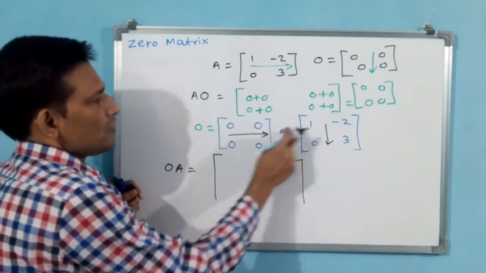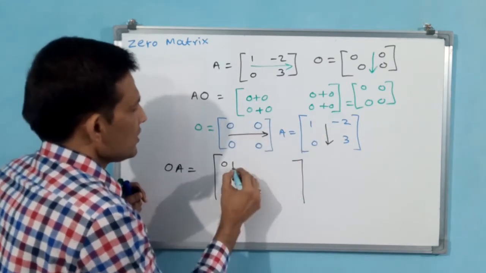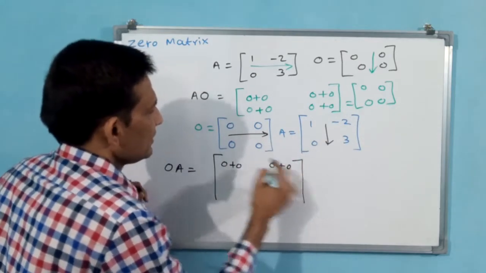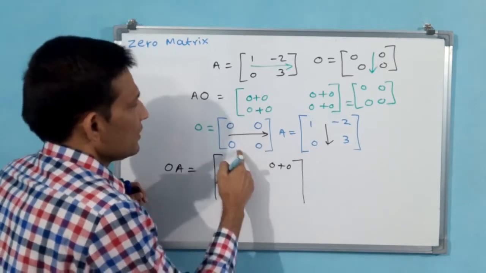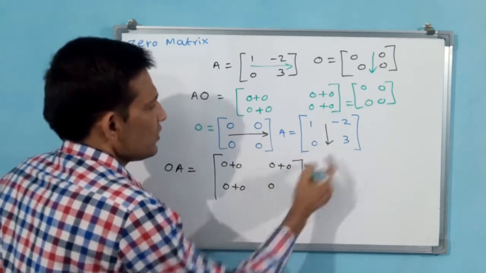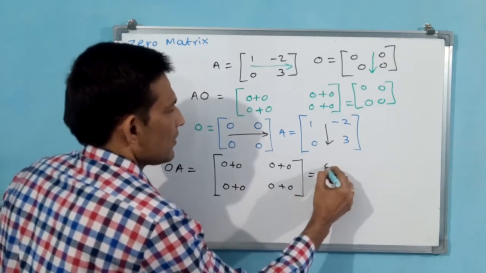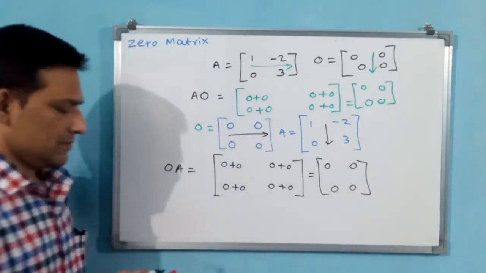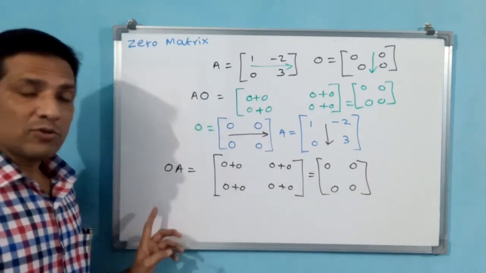Now you see, first row, first column: 0 into 1 is 0, 0 into 0 is 0, 0 into 2 is 0, 0 into 3 is 0. The same happens for the second row: 0 into 1 is 0, 0 into 0 is 0, 0 into 2 is 0, 0 into 3 is 0. Do you understand now? Here AO is equal to OA.